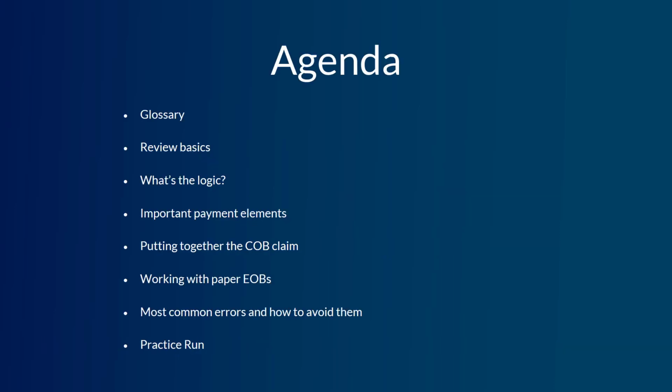We're going to start off today by reviewing a glossary to standardize our understanding of some terminology that's common to coordination of benefits. After that, we'll review some basics about coordination of benefits and why it is what we're doing, which takes us into what is the logic. Sometimes it's a little bit easier to remember what needs to be done if we know why it needs to be done. After that, we'll hit up some important payment elements, things to pay attention to on the explanation of benefits that came from the primary insurance.